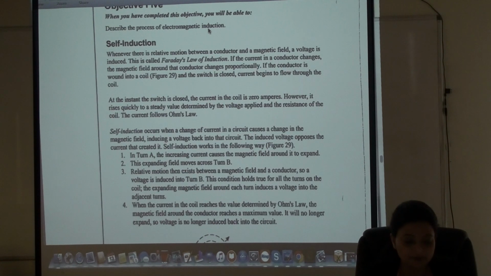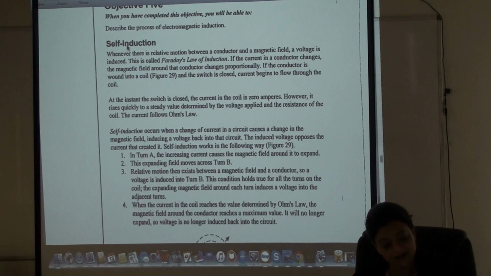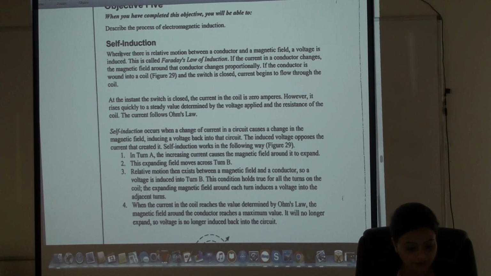How would I induce it, since it has both electric properties as well as magnetic properties? First thing is called self-induction. How do you self-induce, rather than using a second device to create induction in the first one? So highlight the definition of self-induction.